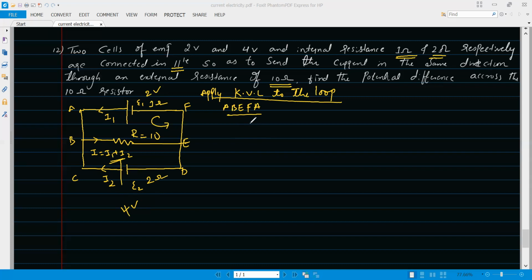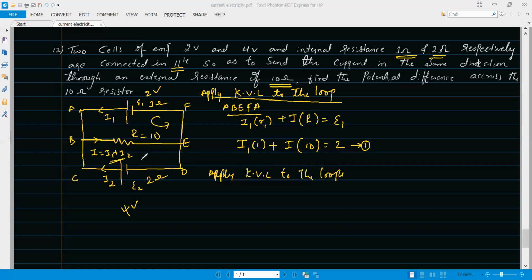So we can apply it like this: I1 times the internal resistance R1, plus the total current I times the capital R, is equal to the EMF E1. If we solve this, it will be I1 times R1, which is 1, plus I times R, where R is 10, equal to 2. Let us call this equation number 1. Similarly, apply KVL to the other loop.